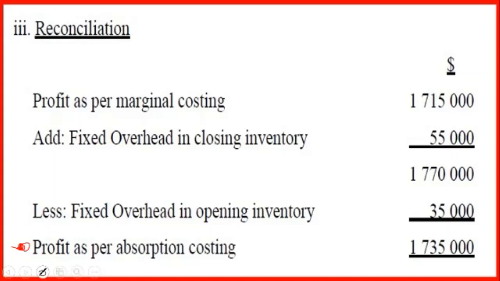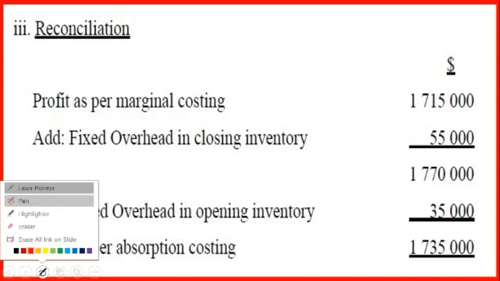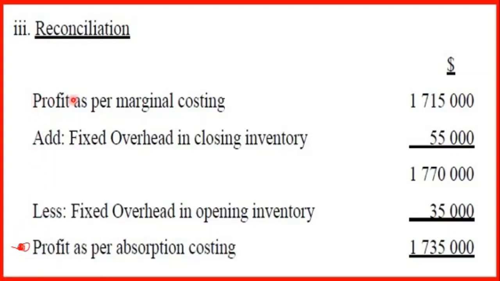Let me change this. Ending up with this one here. Okay, so this would have been at the top, and instead we would add this, and minus this. Okay, we'll get 1715. But the main point to note here is that the reconciliation, the fixed overhead in the inventories, is what causes the difference between the profits.